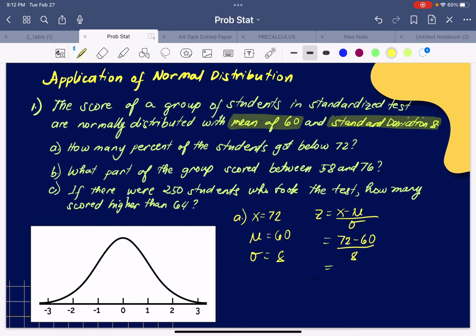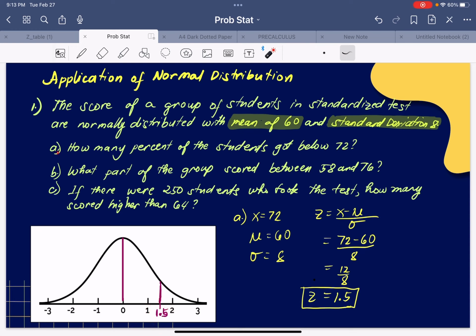So z is equal to 72 minus the mean 60 over the standard deviation 8. 72 minus 60, that is 12 over 8. So what is 12 over 8? That is 1.5. 12 divided by 8, you can use a calculator, that is 1.5. So the z-score corresponding to 72 is 1.5. So if we're going to graph this, 1.5 is located here.